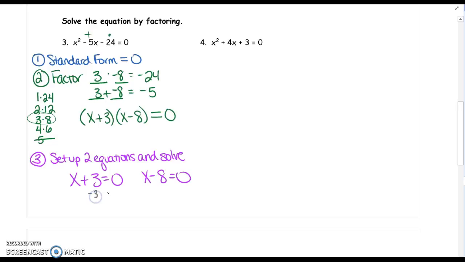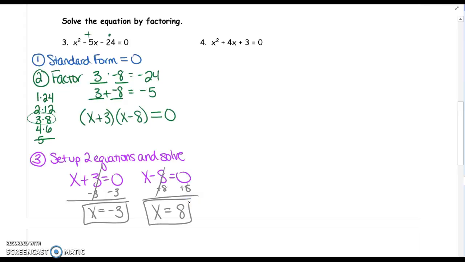That's right, we'd subtract 3 on both sides. So x equals negative 3. How would we solve the second equation? We would add 8 to both sides and get x equals 8. So our two solutions are x equals negative 3 and x equals 8.